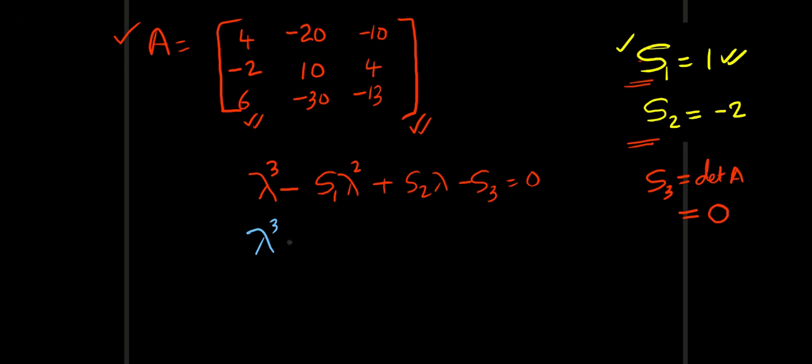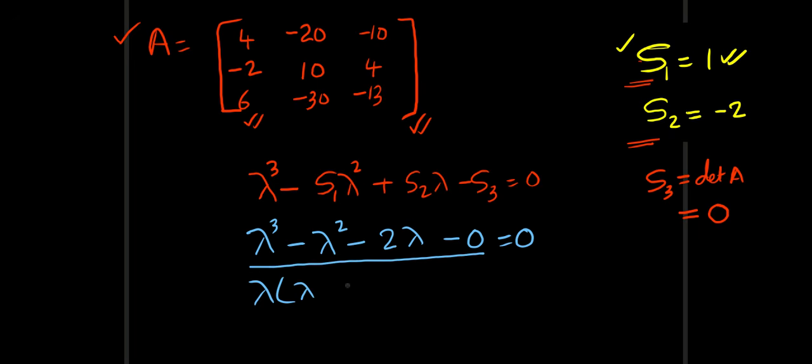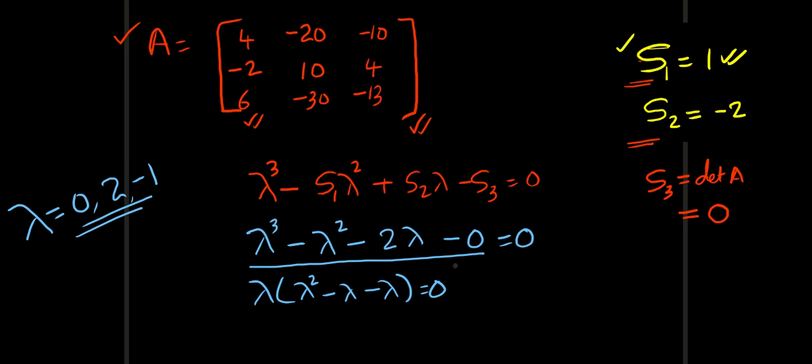So our answer will be lambda cube minus 1 into lambda square and then minus 2 into lambda minus 0 is equal to 0. Okay, that's it. So lambda comes common. Or you can use the calculator and solve it directly, or you can take lambda common and equate it to 0. Anyway, the values of lambda are 0, 2 and minus 1. So this is one easy method to find the eigenvalues.